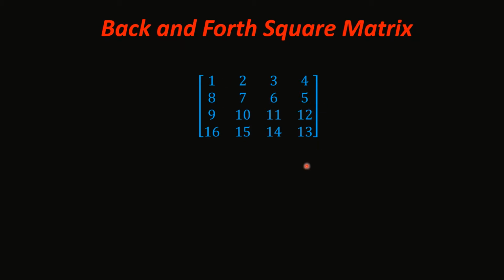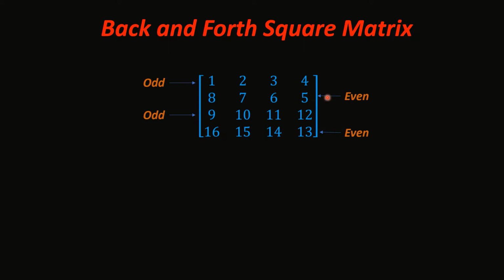So we can see two patterns are there. One is for odd rows. In odd rows, the numbers are increasing from left to right, and in even rows, the numbers are increasing from right to left. So two kinds of patterns are there.